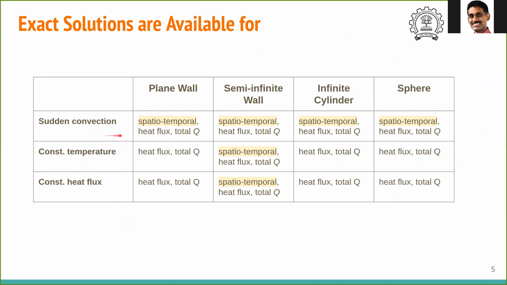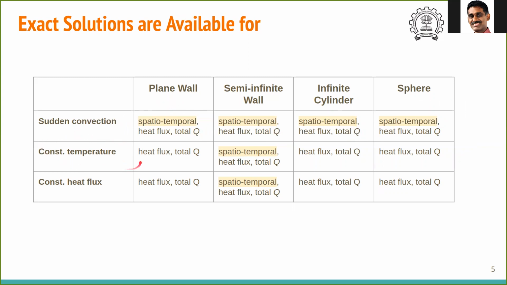So what are the solutions that are available for plane wall, semi-infinite wall, infinite cylinder, and sphere for different boundary conditions? When sudden convection is imposed, that is, you plunge a solid into a fluid, then we have solutions for all the cases. We have spatial and temporal variation. We can get theta as a function of time and space. We can get the heat flux and total Q for all the cases.